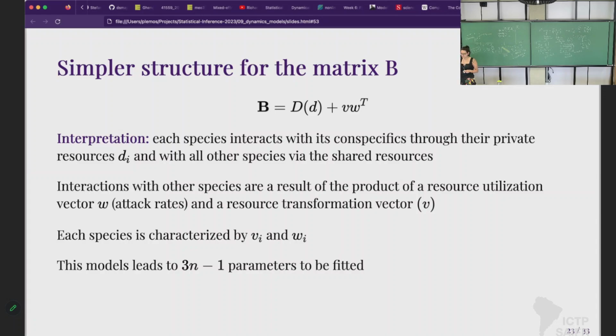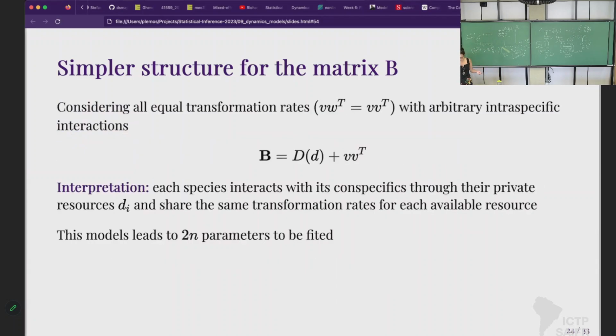In that case, if I had two shared resources, I would have two extra VW. Yes, you could have another matrix here that would be your V2, W2. And then if I had, let's say, all of them apart from Fabacie use the second resource, I would just have a zero for Fabacie, right? Yes. Okay, just to see if I understood it correctly.